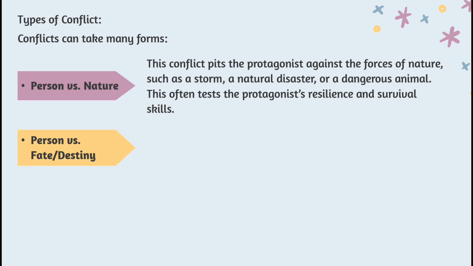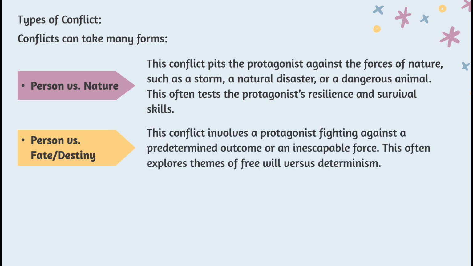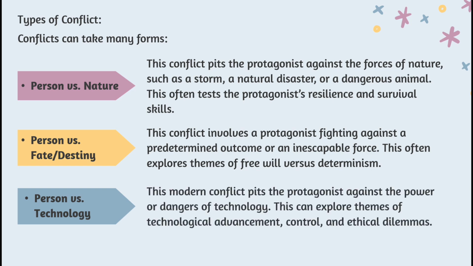Person versus fate or destiny. This conflict involves a protagonist fighting against a predetermined outcome, or an inescapable force. This often explores themes of free will versus determinism. Person versus technology. This modern conflict pits the protagonist against the power or dangers of technology. This can explore themes of technological advancement, control, and ethical dilemmas.